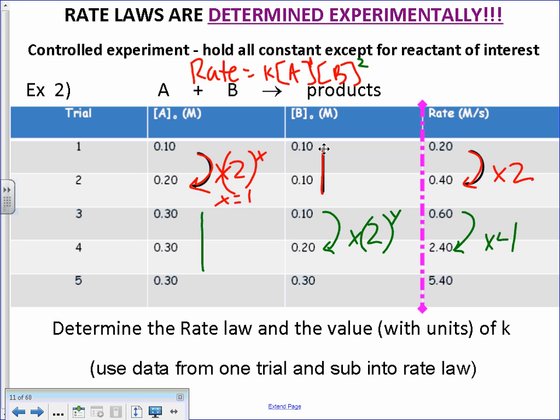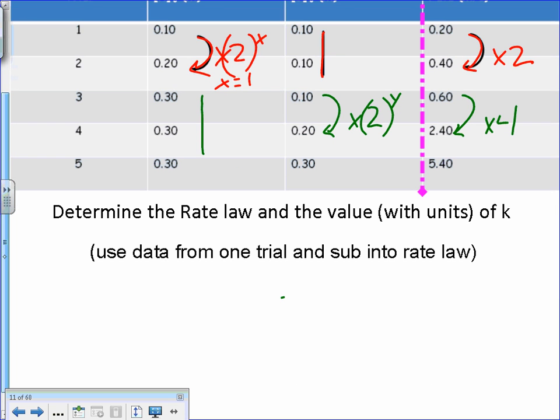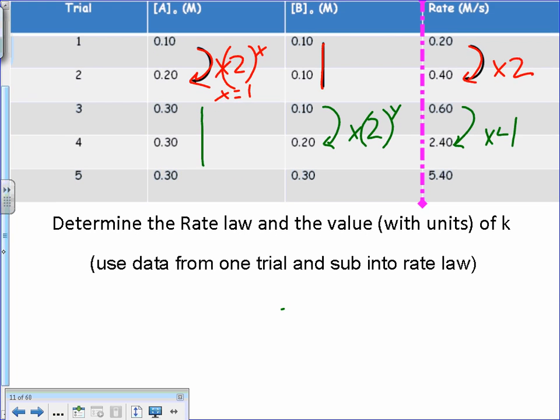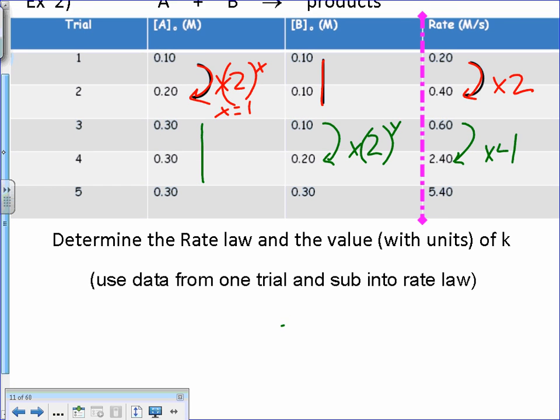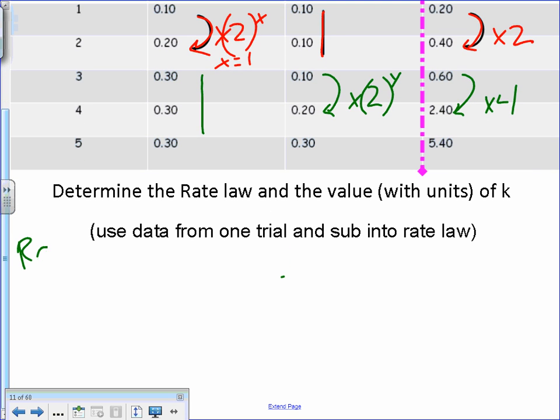It has to be from experimental data, and that's why we always have so many tables and graphs in kinetics, because it has to be from experimental data. Okay, so now that I know the orders are 1 and 2, how do I find K? All I do is pick one trial, plug in the information, and solve for K. So let's just choose trial 1. Rate is equal to K, A to the first and B to the second.